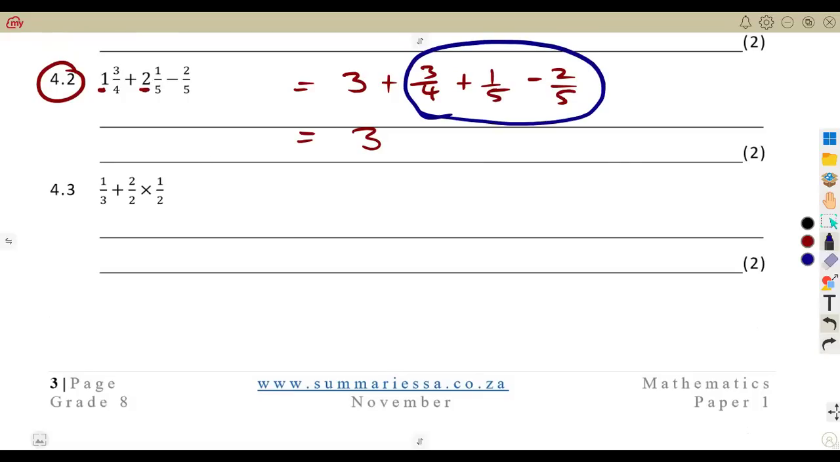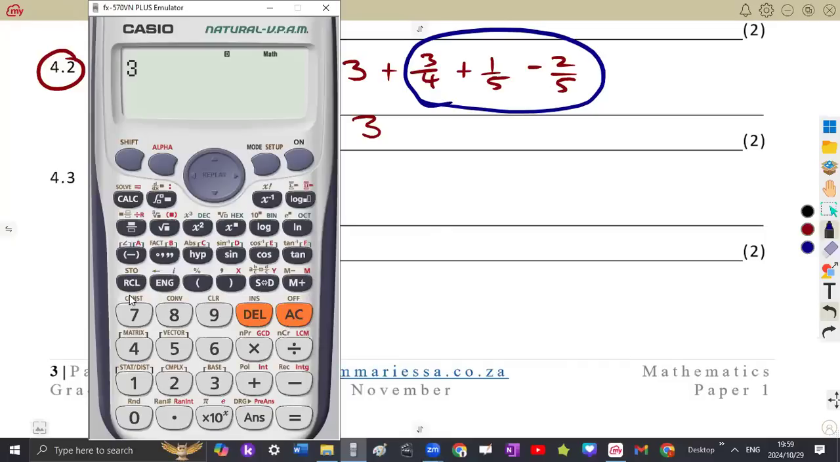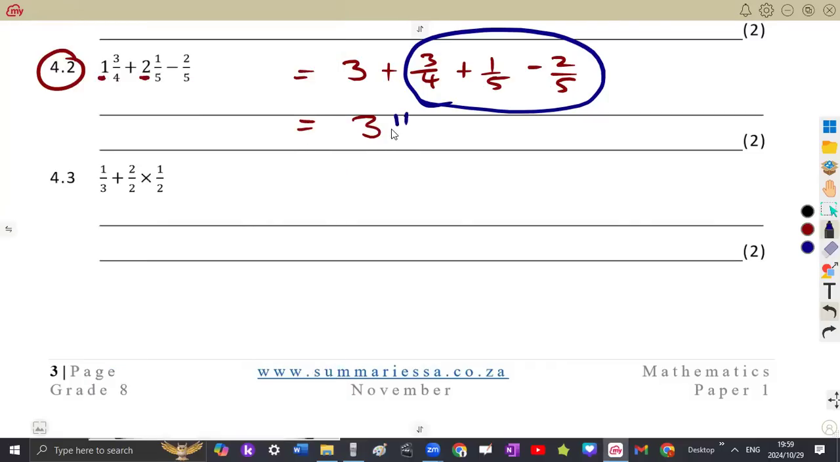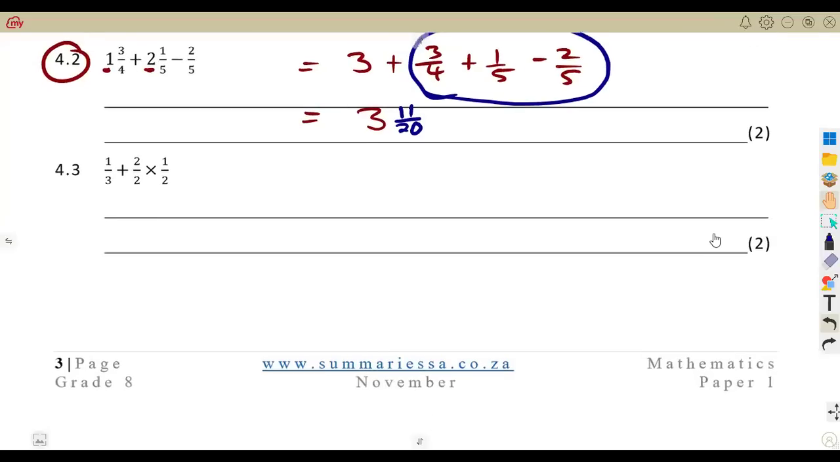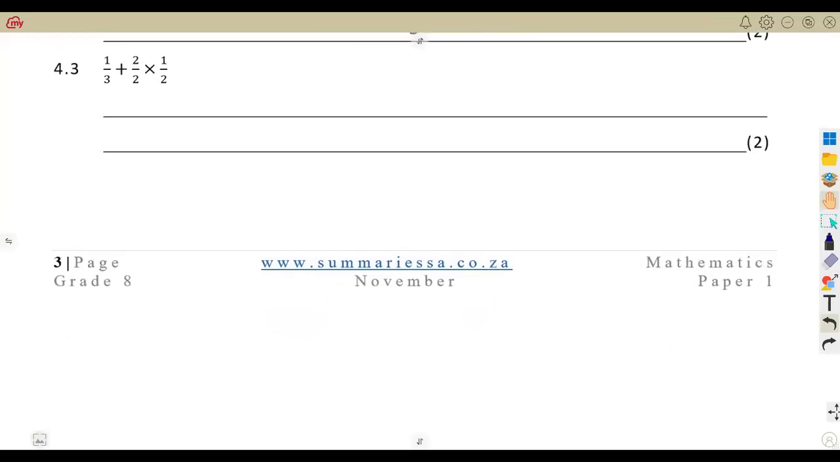We can also use our calculator just to verify. We can just simplify this. That is 3 over 4. We add 1 over 5. Then minus 2 over 5. Can simplify this. That's 11 over 20. So that was going to give us 3 and 11 over 20. Can simplify that. Can add, subtract at the same time.